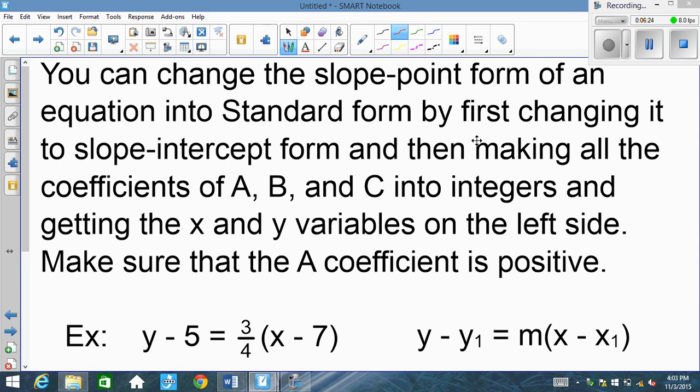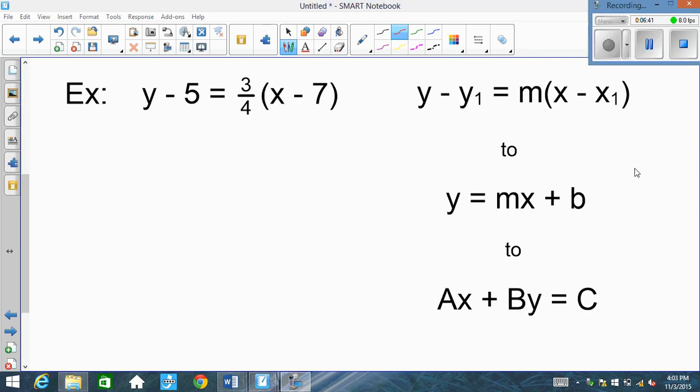You can change the point-slope form of an equation into standard form by first changing it to slope-intercept form, then making all the coefficients A, B, and C into integers and getting the x and y variables on the left side. Make sure that the A coefficient is positive in the end. So here's my example: y minus 5 equals 3/4 times the parentheses x minus negative 7.